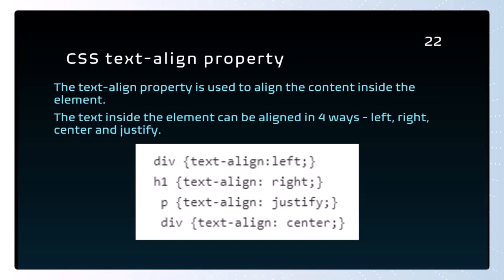CSS text align property. The text align property is used to align the content inside the element. The text inside the element can be aligned in 4 ways: left, right, center, and justify.